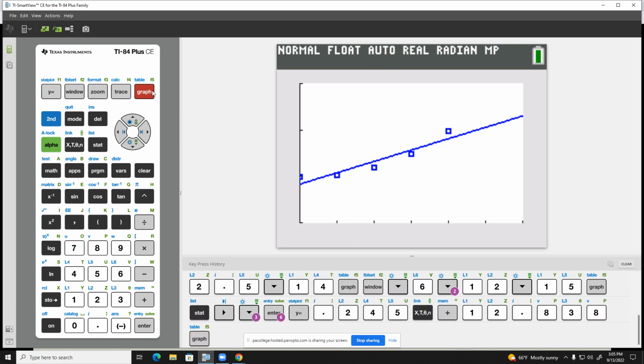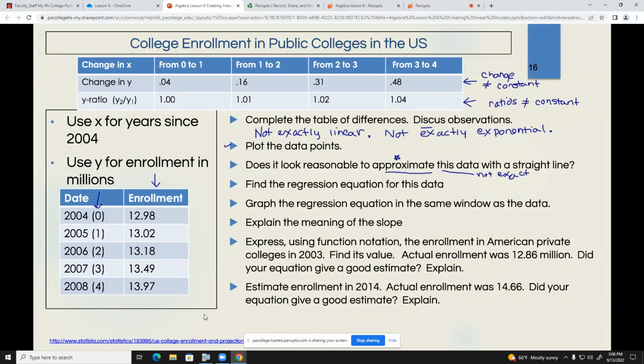And so this is the best fit line. The graphing calculator has a calculus process programmed into it to find the one line that is closest to all of the points. And so we see that 0.2 and 0.3 it's real close to, and the others it gives an approximation, definitely not exact. So looking back at our questions, we found our equation, we graphed it in the same window.